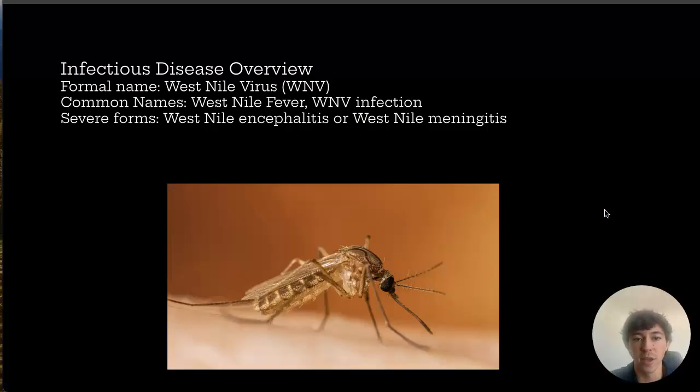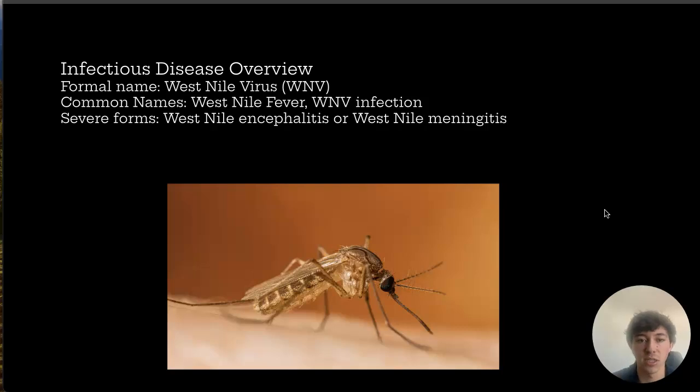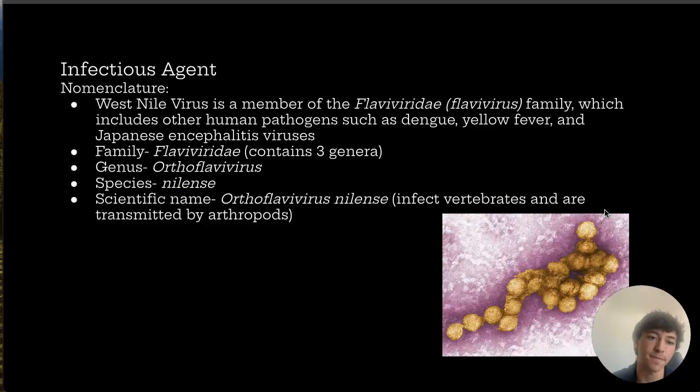So the formal name is the West Nile virus, common names West Nile fever, West Nile virus infection. In severe forms, which is neurological disease, so very rare, but it is called West Nile encephalitis or West Nile meningitis. This is the primary vector, the mosquito.